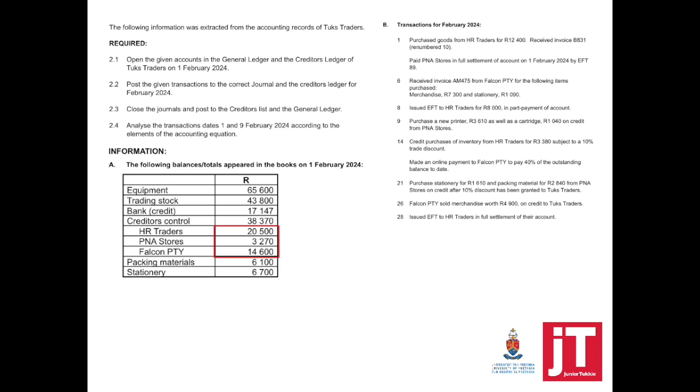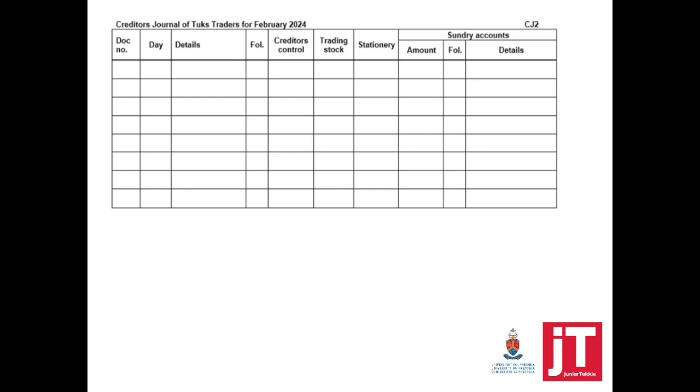If we look at what type of transactions go into the cash payment journal, keywords: issued EFT, settlement of account. The source document there is an EFT. Because if you see EFT, you should know that the source document, electronic fund transfer, means that the business made a payment. And if the business makes a payment, it goes into the CPJ. Once you've sorted out what goes into the CPJ and the creditors journal, you can post it. We're going to start with the creditors journal.